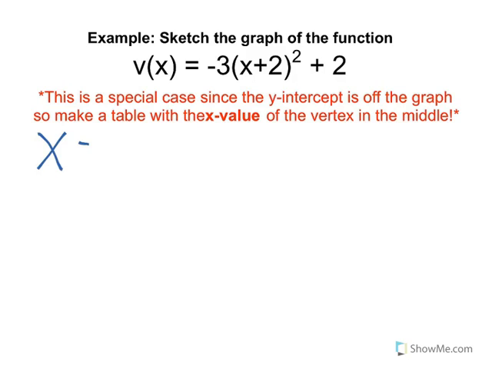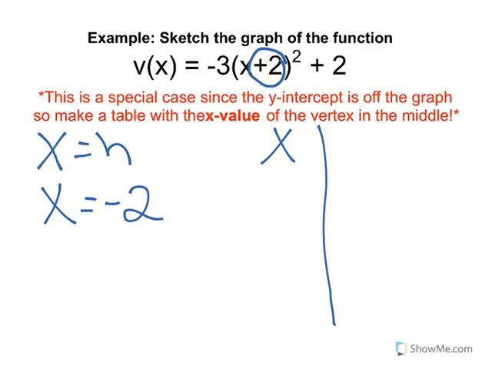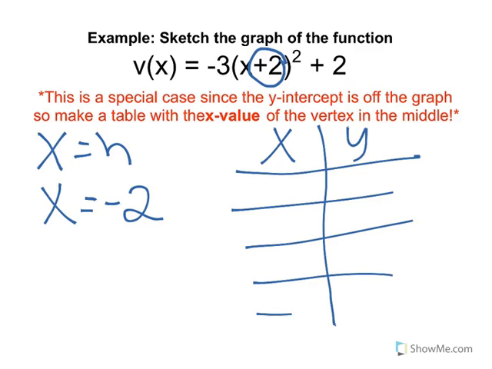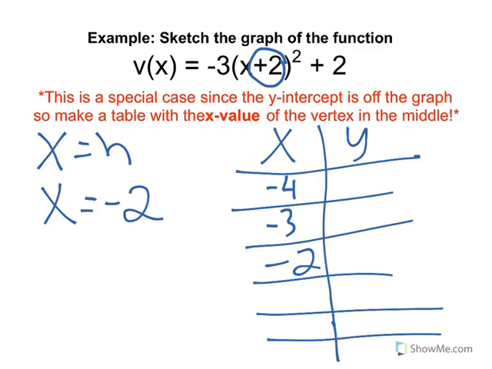So our axis of symmetry is x equals h. So we're taking that number but flipping the sign. So our x value is -2. It was +2 in there, so it becomes -2. So now we're going to make our table. And we're going to put -2 in our x column in the middle of it. So then we want 2 numbers that are smaller and 2 numbers that are bigger. So 2 numbers smaller would be -3 and -4. 2 numbers bigger would be -1 and 0.